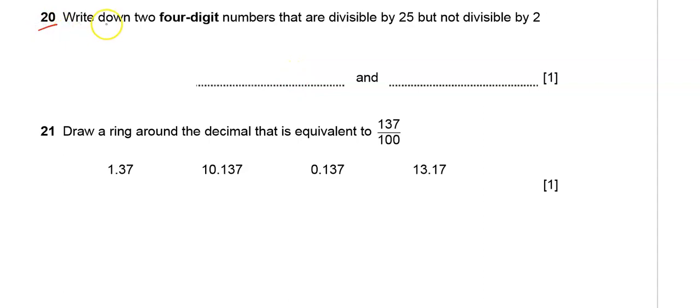Question number 20. Write down 4-digit numbers that are divisible by 25 but not divisible by 2. Divisible by 25. So we can take multiples of, let's say, 25. Multiples of 25.